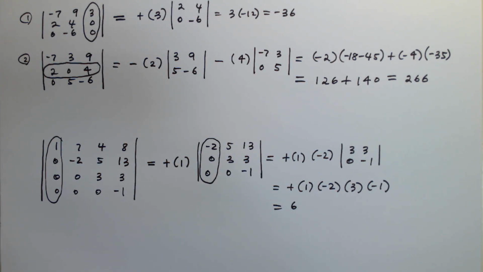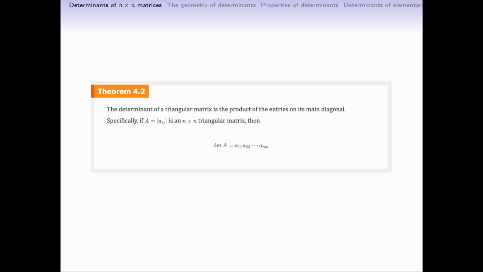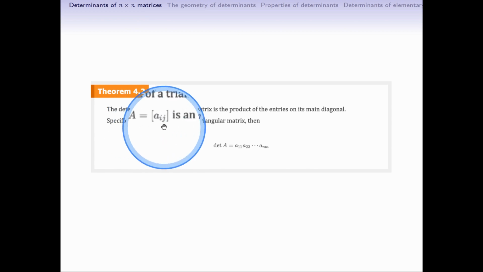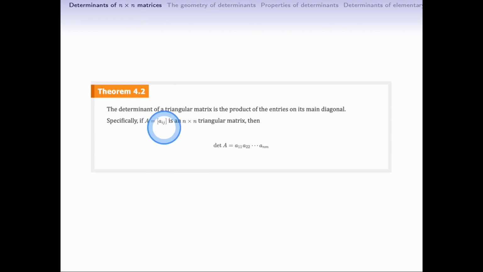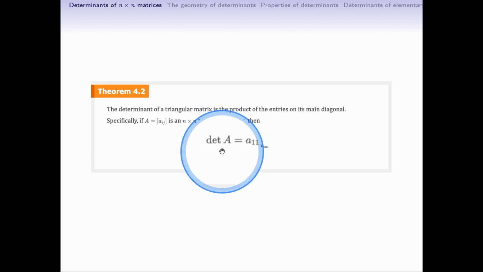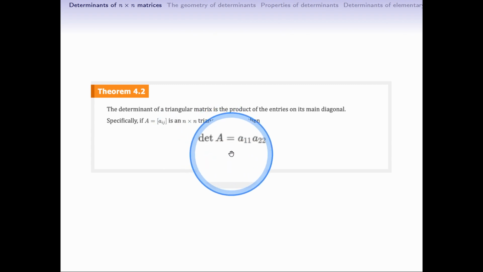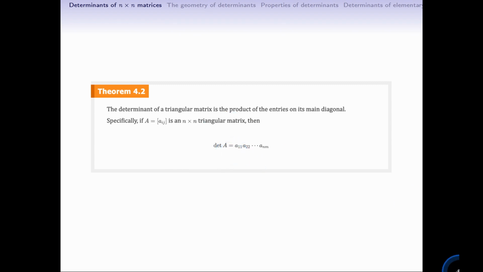Let's head back to the class notes. Now, Theorem 4.2 just generalizes what we saw in our example with our matrix T. The determinant of a triangular matrix is the product of the entries on its main diagonal. So if we wanted to think of A as a matrix with generic entries Aij, if that's a triangular matrix, then the determinant of A is simply the product A11 times A22 on down to Ann. You simply work your way along that main diagonal of the matrix A, and as long as the matrix is triangular, that product will be the determinant of the matrix A.